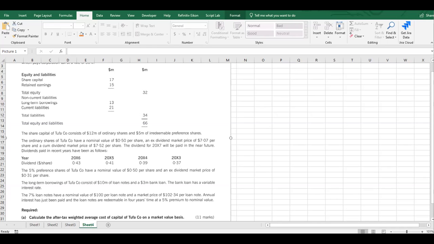I think it looks like a similar way of testing. 7% loan notes have a nominal value of $100 per loan note and a market price of 102.34. Annual interest has just been paid and loan notes are redeemable in 4 years' time at a 5% premium to the nominal value. So let's calculate it. I am doing it right here. First of all, let's calculate the cost of equity.